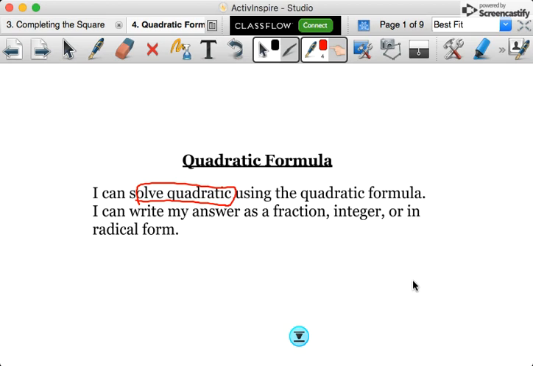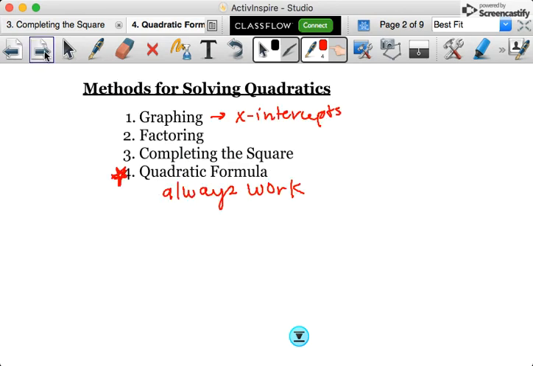Today what we're going to look at is our final method for solving quadratics. So we are going to look at the quadratic formula, and our answer can either be a fraction, maybe an integer, or it's going to stay in that radical form. So we'll just have to figure out based on what we've got.